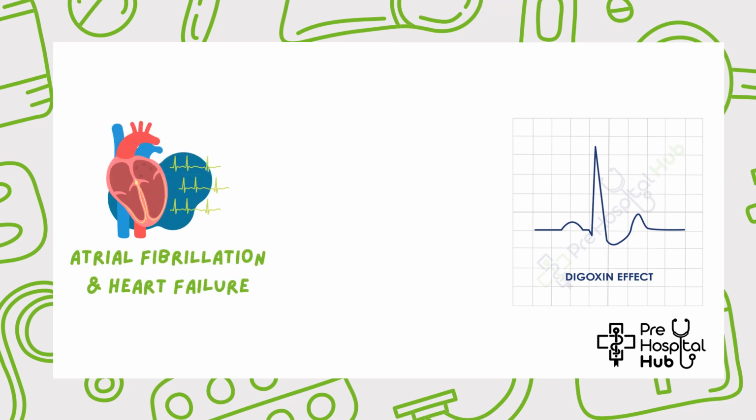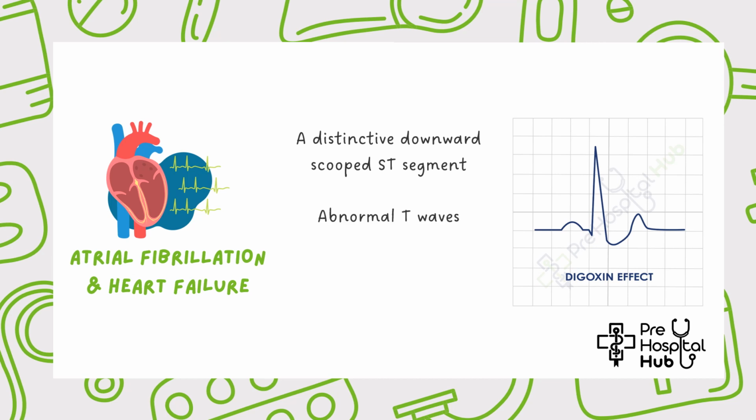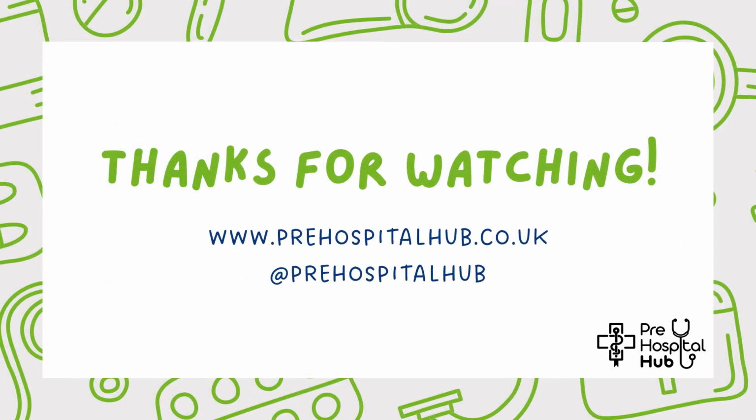In summary, digoxin can be used and prescribed for various heart conditions such as AF or heart failure, but now it's often seen as the last line of treatment due to more effective drugs. Therapeutic digoxin dosages can cause characteristic ECG changes such as ST segment changes, so the scooped ST segment, T-wave abnormalities, with the most common being biphasic with a negative deflection first, then a positive, short QT intervals, and prolonged PR intervals. So I hope you enjoyed this video on digoxin and how it can affect ECGs and what digoxin is used for.